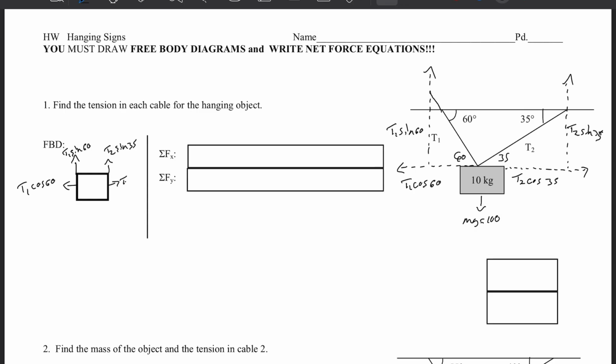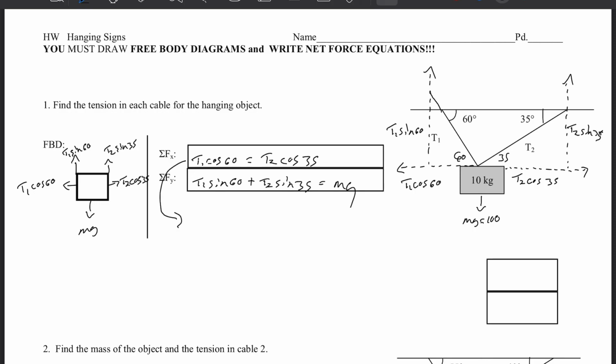If this was a dot and it was a test, then we would have mg down, T1 going up to the left, and T2 going up to the right. So I've got my leftward force T1 cosine 60 equal to my T2 cosine 35. Left is equal to right. That's my summation of forces in the x direction. For the summation of forces in the y direction, I have T1 sine 60 plus T2 sine 35, the two upward forces, and they're balanced to, or equal to, the downward force of mg.